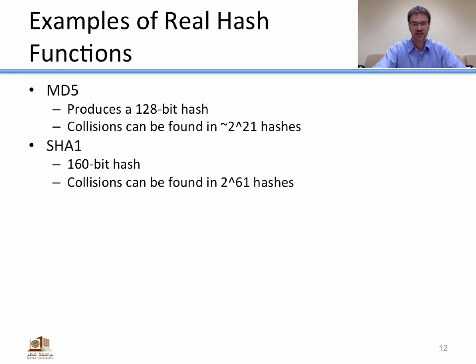SHA-1 is another real hash function, and it's a 160-bit hash. And as cryptographers have analyzed it, they found that collisions can be found in about 2 to the 61 hashes.